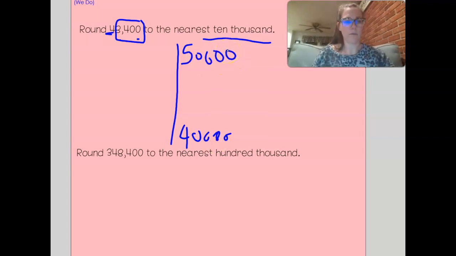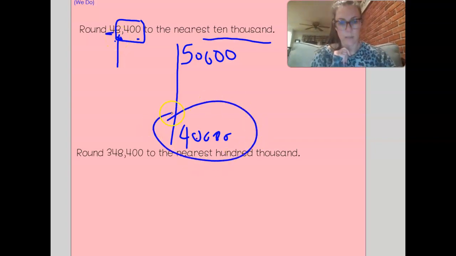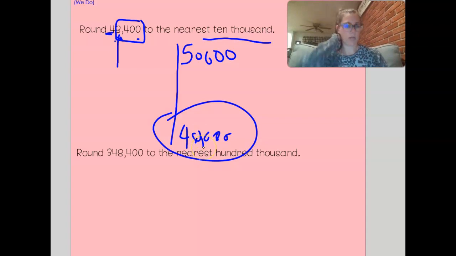All right, and the first digit tells us which way are we going, up or down? 4 or less, let it rest. Our number is going around to 40,000.